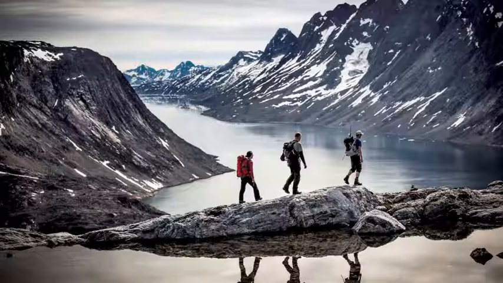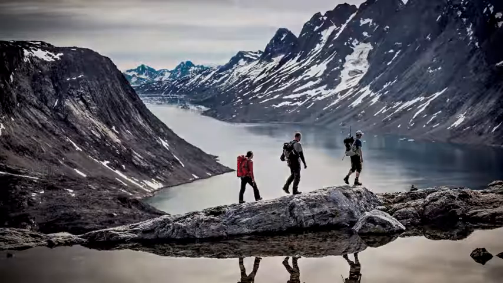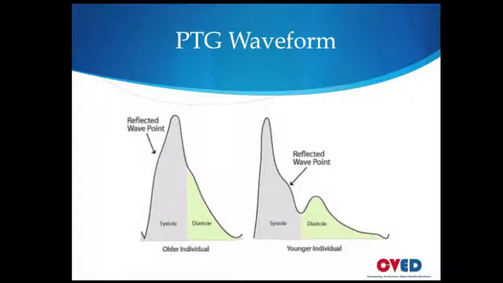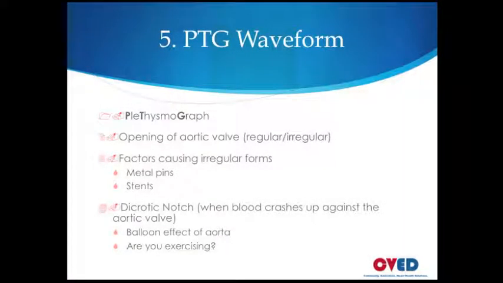This dicrotic notch is the elasticity of the aorta. It's the most important artery in the body, so we want it nice and elastic. We want that blood to kick back and create that nice big notch. The bigger the notch, the healthier the aorta is.